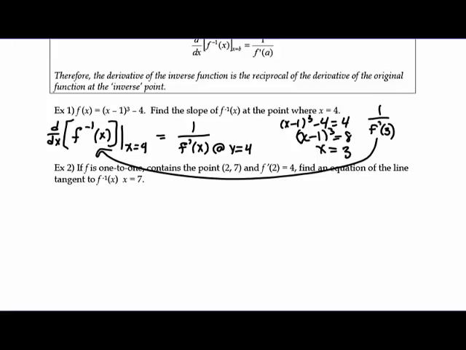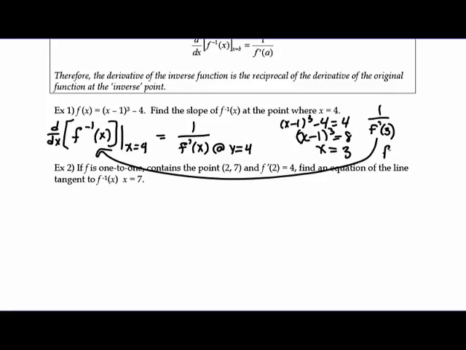Let me say it again. If I want the derivative of the inverse at 4, I need to know when the original equaled 4 and find its derivative at that point. I figured out that the original equals 4 at 3. Now I'm going to go 1 over f prime of 3.